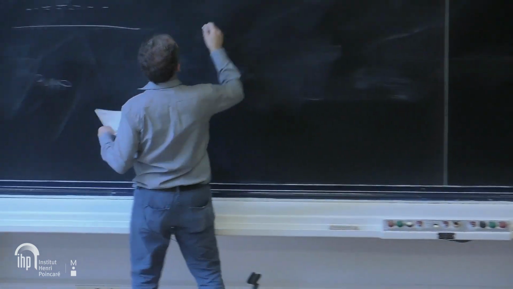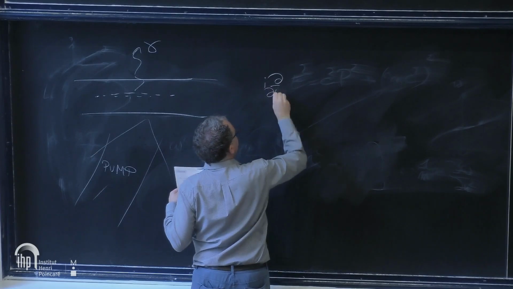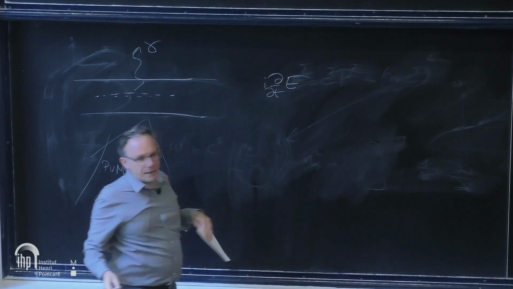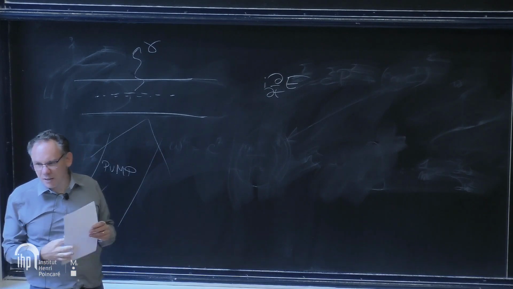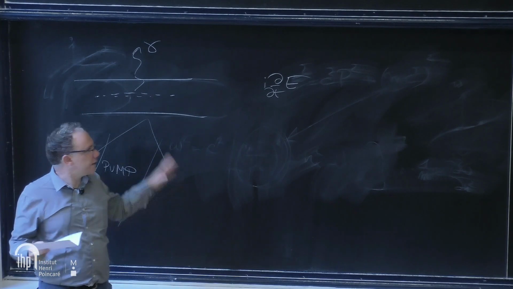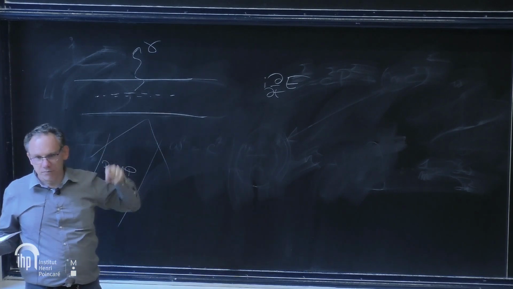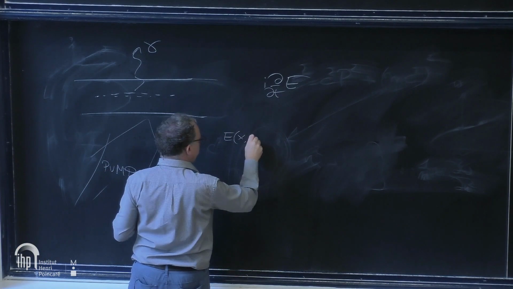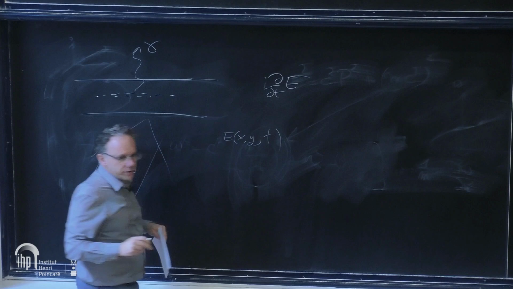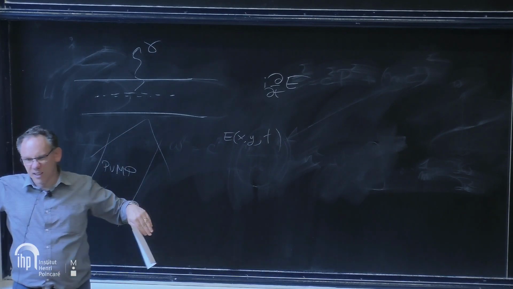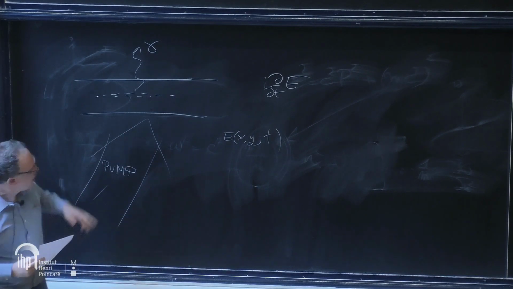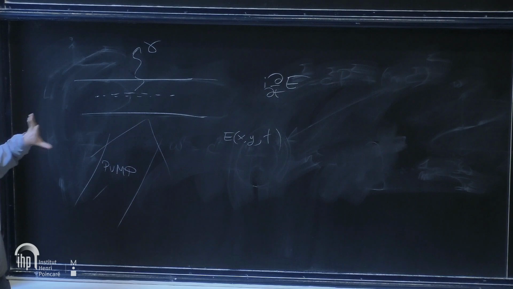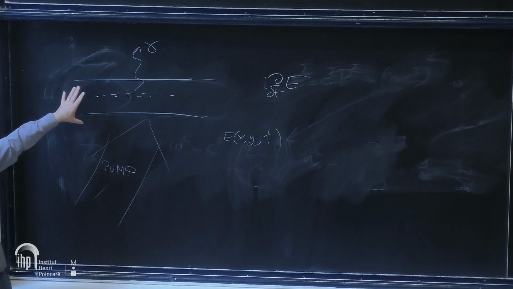So, mean field theory will be a partial differential equation for the electric field in the cavity, where E is an object which depends on the position in the plane and on the time. Along z, everything is assumed to be frozen in the lowest cavity mode.